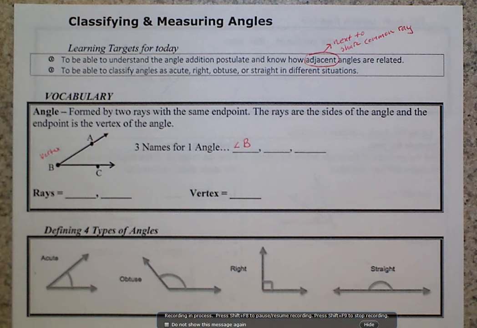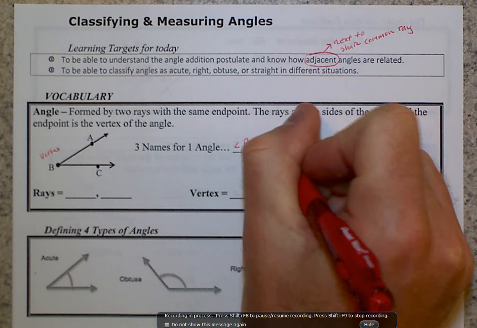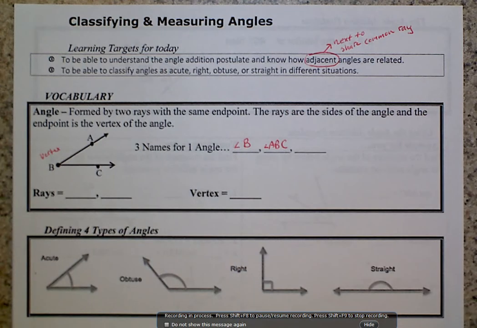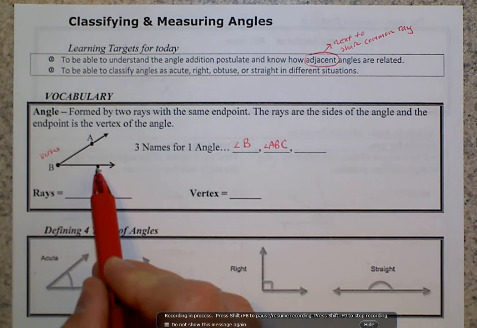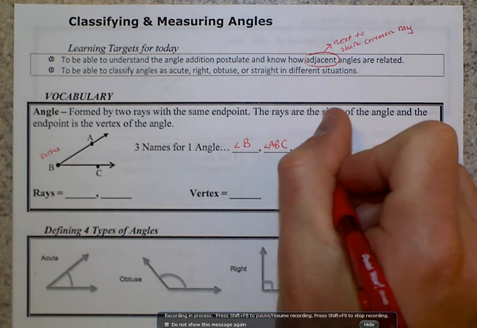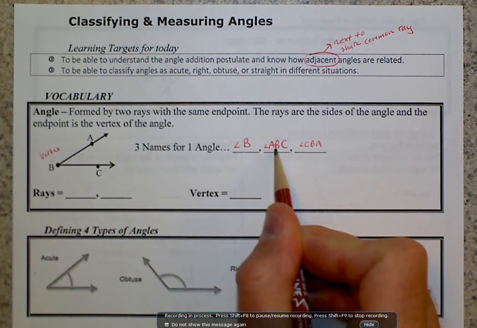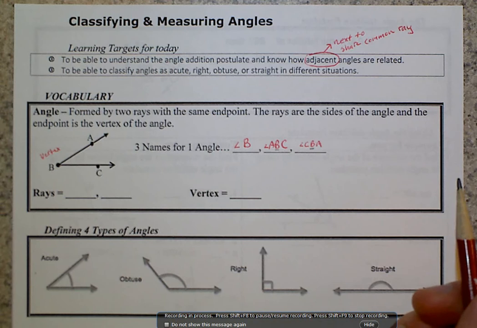The other way to name an angle is using three letters. When you do this, you have to use the vertex as the middle letter. So for example, I can call this angle here angle ABC. The third way I can name this angle is just going the opposite direction, starting at C and calling it CBA. So angle CBA. And if you notice, in both of these, the middle letter is the vertex, and that always has to be the case.